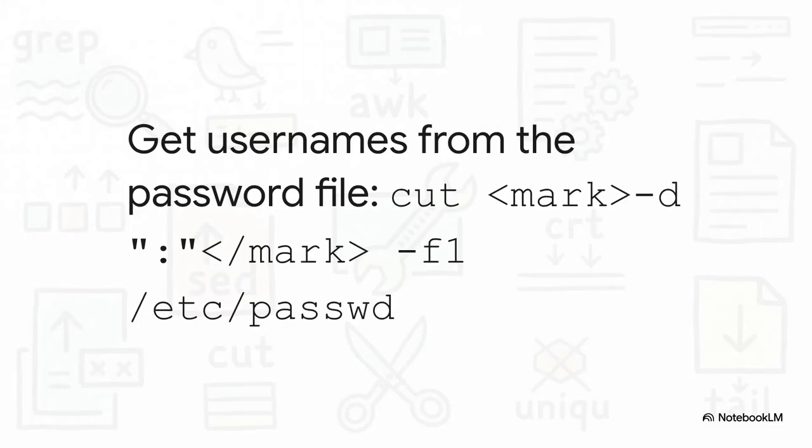Let's break this one down. That -d flag tells cut that our delimiter, our separator, is a colon. Then the -f1 flag tells it to grab only the first field from each line. And in the password file, that first field happens to be the username. It's simple, it's precise, and it is incredibly useful.